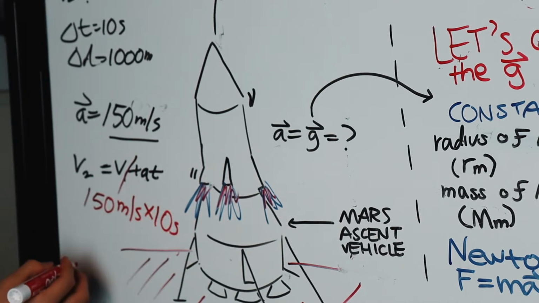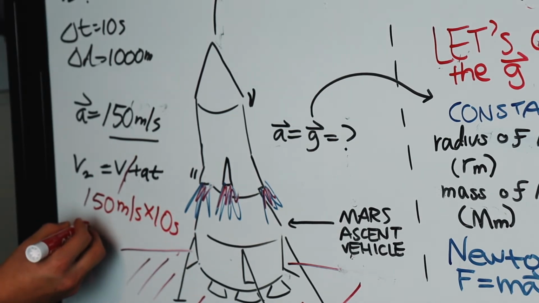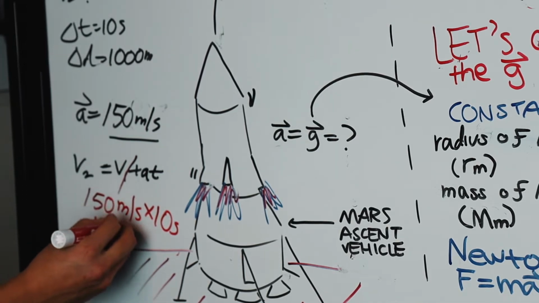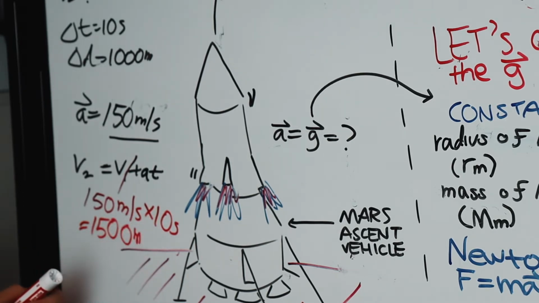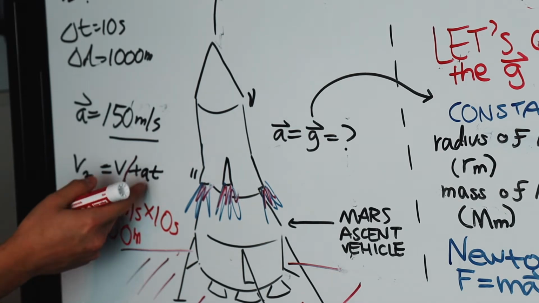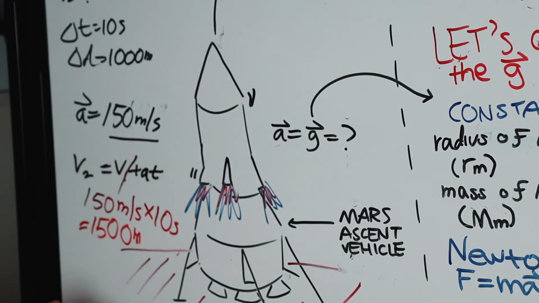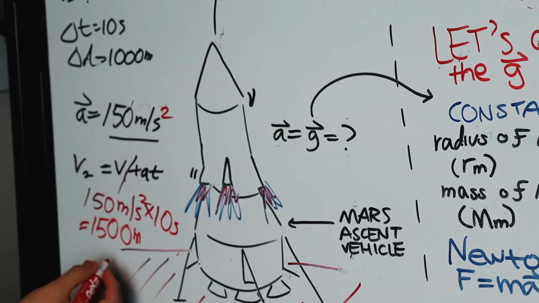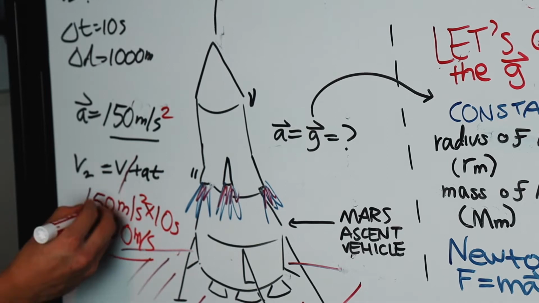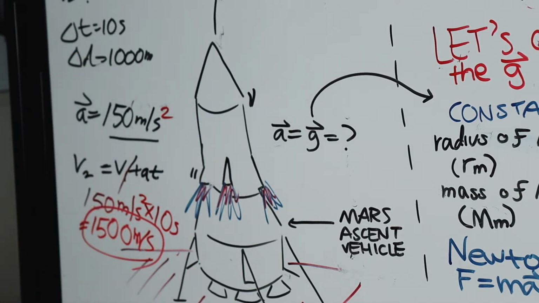So V2 will equal 1,500. Oh, I see, I made a little mistake here. The unit has to be squared for the acceleration, so this is going to be meters per second. This is going to be the value of V1 in the projectile motion. And we didn't really need the displacement here. We already got the V2 number.